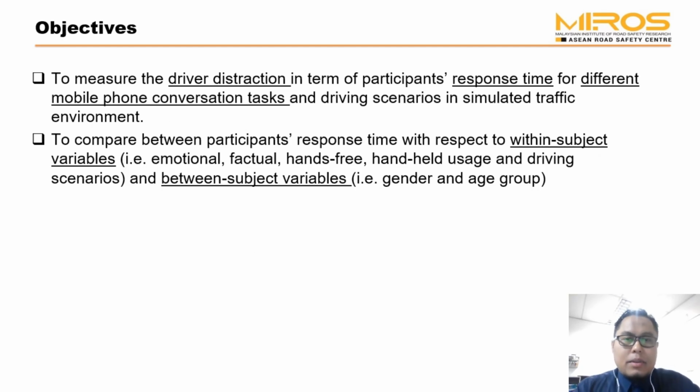The project objectives are to measure driver distraction in terms of participant response time for different mobile phone tactile tasks and driving scenarios in simulated traffic environments, and also to compare participant response time with respect to within-subject variables, which are emotional, factual, and free, as well as handheld usage and driving scenarios, and the between-subject variables, which are gender and age group.